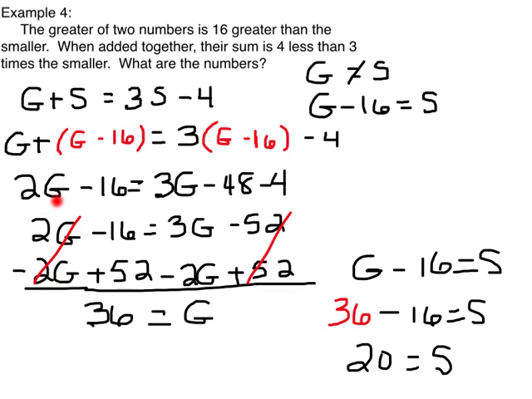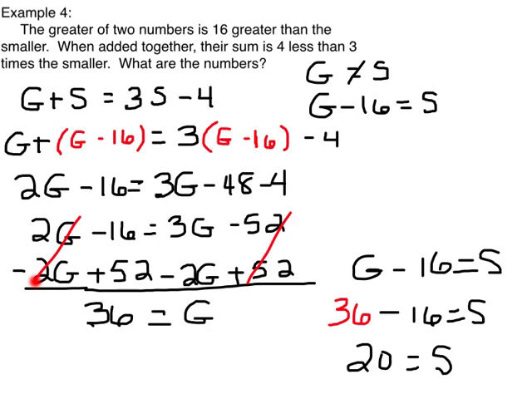When I combine my like terms, I get 2G minus 16 on this side, and over here I've got to distribute. So I get 3G minus 48, 3 times negative 16, and then the minus 4 that I had originally. Now let's try to simplify even more. 2G minus 16 equals 3G minus 52. We added these like terms.